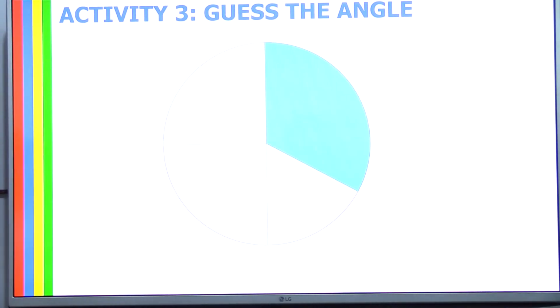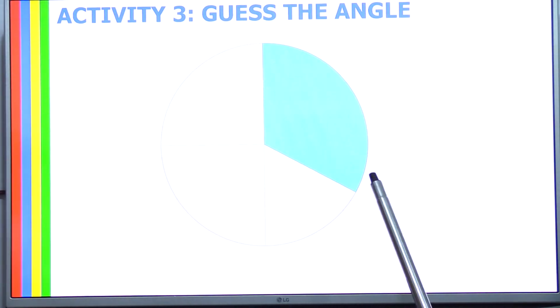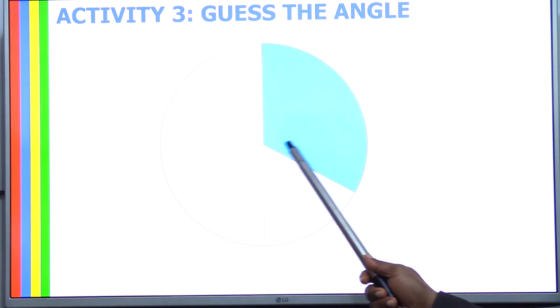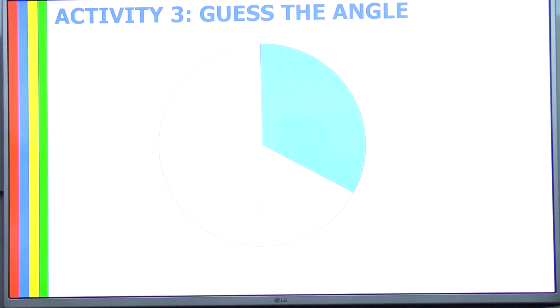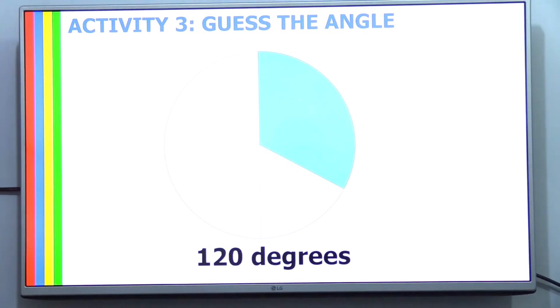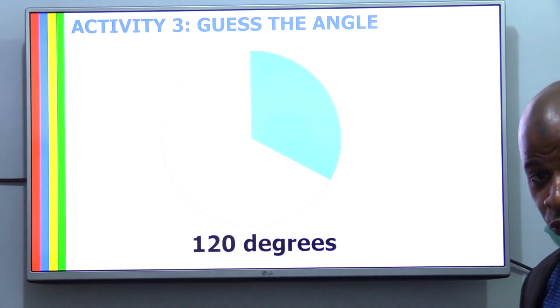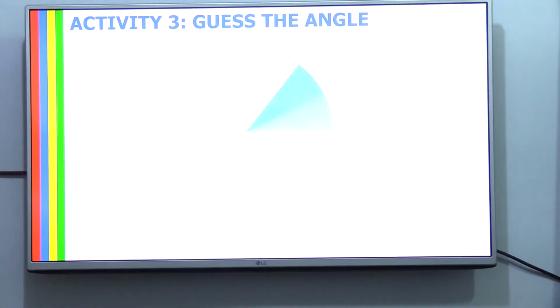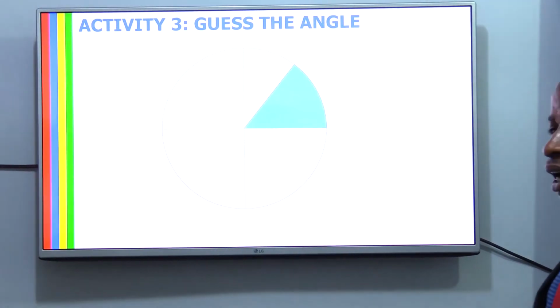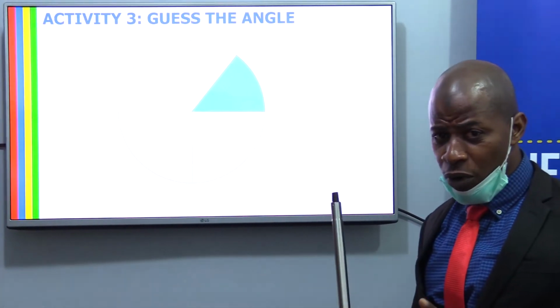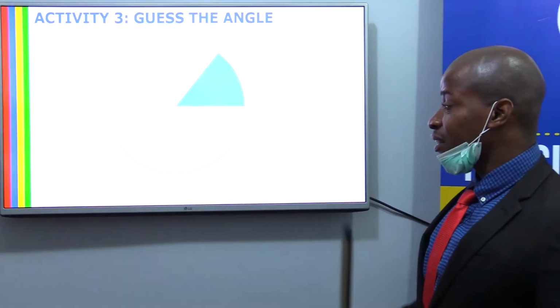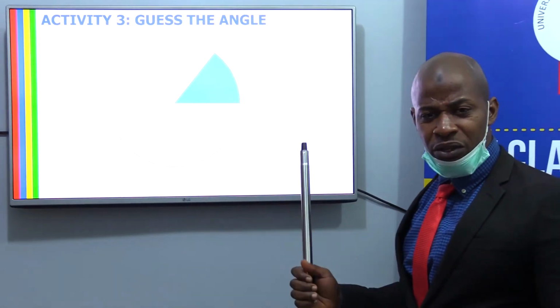How many degrees do you think this angle is? This is obviously bigger than 90, because 90 should stop here. So you have 3 seconds. 1, 2, 3. This is the 120 degrees angle. I hope you were close. Let's take something more challenging. How many degrees do you think this is? Do you think it's less or more than 90 degrees? It is less than 90 degrees. But how many do you think it's going to be?